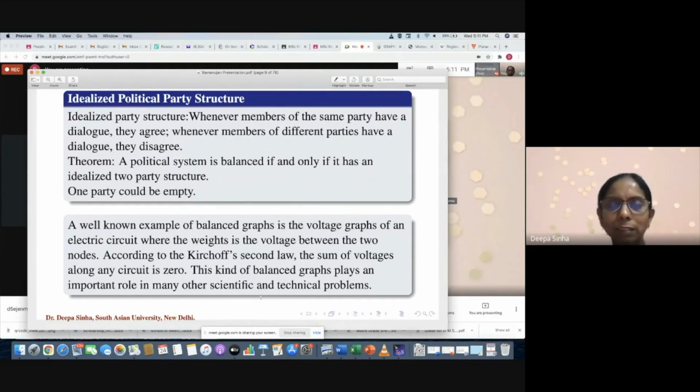And the balanced graph is also a well-studied voltage graph of an electric circuit, in Kirchhoff's law of voltage and Kirchhoff's law of current, where the weight is the voltage between the two nodes. According to Kirchhoff's second law, the sum of voltages along any circuit is zero. This kind of balanced graph plays an important role in many scientific and technical problems.